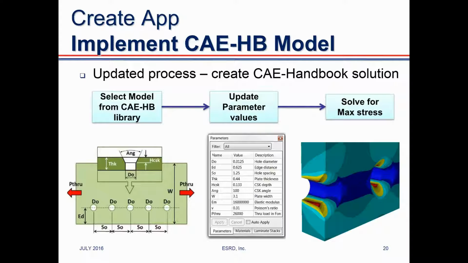When this was understood and clearly defined, the creation of the app was possible, and the method of implementation was the CAE-Handbook, in which a model was added to the library. Basically the process is very simple: select a model from the library, update the values, and solve for the maximum principal stress. This is in diagrammatic form on the top. You can see a sketch of the model with the parameters to control, a box that allows the user to change the parameters, which has controls to make sure that the values entered are valid, and the outcome of the result.